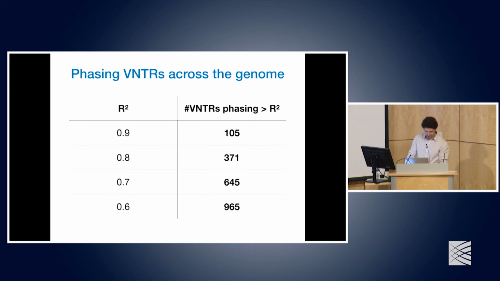Summarizing that a bit, for about 1,000 of the VNTRs, we managed to phase with an accuracy of at least an R-squared of 0.6. And with an R-squared of 0.8, we got 371 VNTRs, and about 100 phased with an R-squared of greater than 0.9.